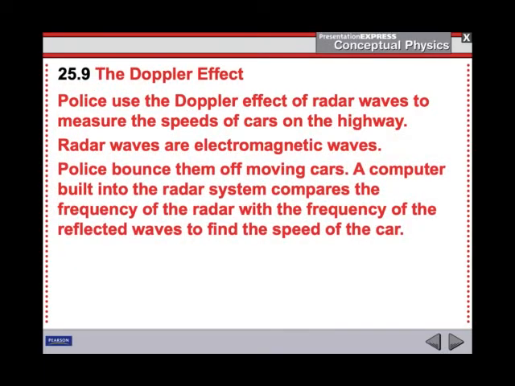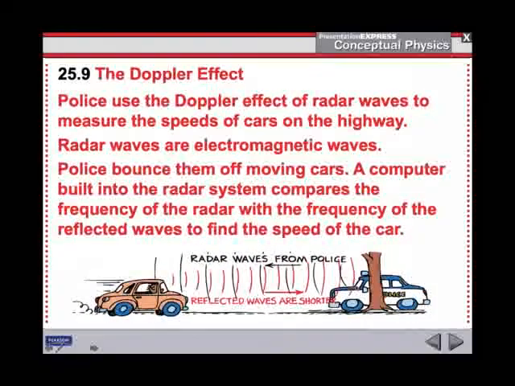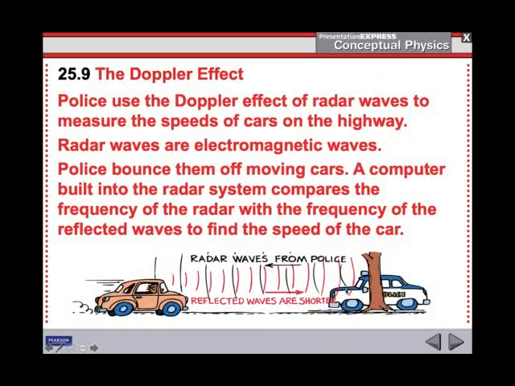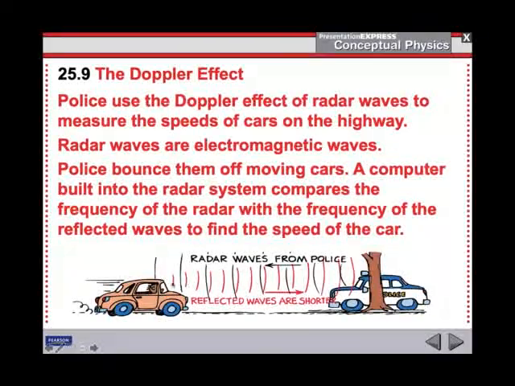Police bounce them off moving cars. A computer built into the radar system compares the frequency of the radar with the frequency of the reflected waves coming back to find the speed of the car. So that's how radar detectors work. So here's the police with his radar detector here, and apparently it's a police car from the 1950s. And here the radar waves are sent out, they bounce back, and then how frequently they reach the receiver here tells the police how fast the car is going.